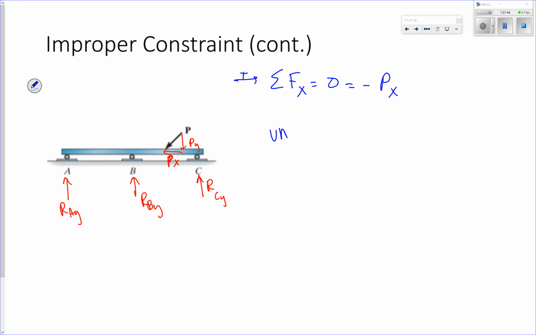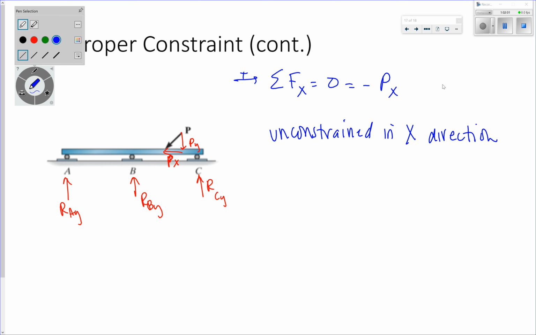So this is unconstrained in the x direction, right? If I do apply that angled load, what happens to my beam? It goes whoop, right? Just slips on by.